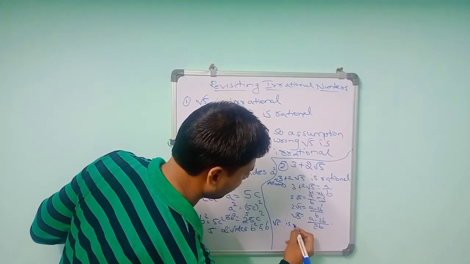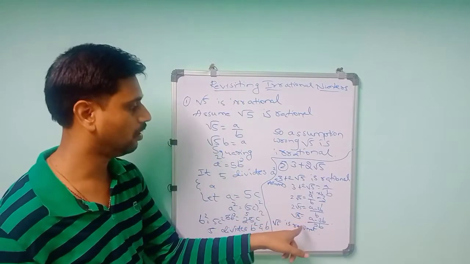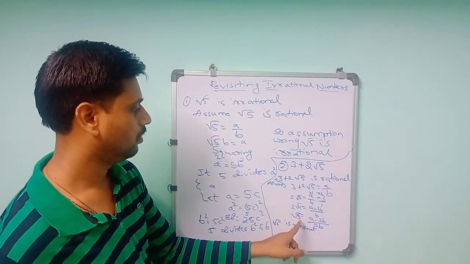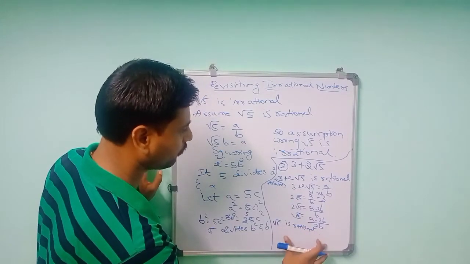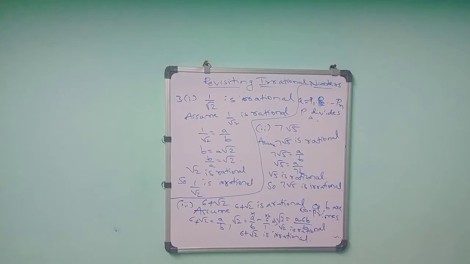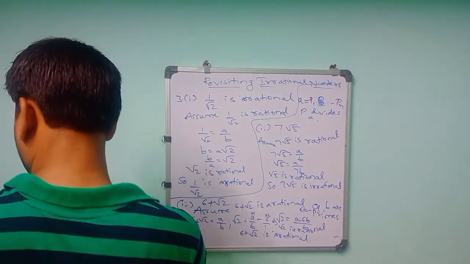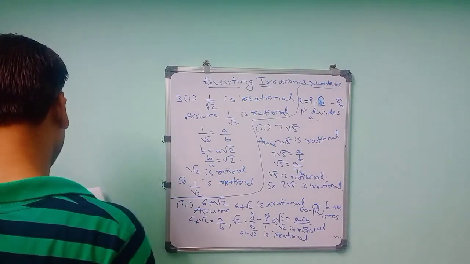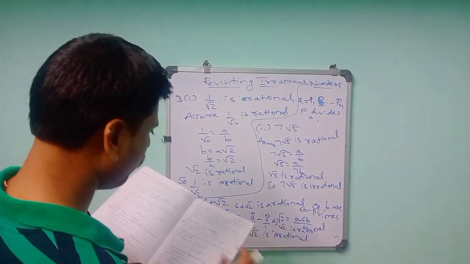Root 5 is rational, but it is here. 2 is a common factor, no? See, in this problem 2 is a common factor. So that 3 plus 2 root 5 will become irrational.